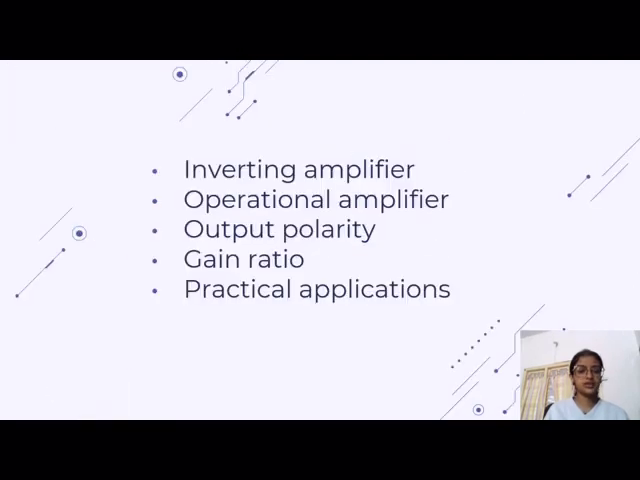Inverting amplifiers. An inverting amplifier is a type of operational amplifier circuit where the output signal is of the opposite polarity of the input signal. This means that if the input signal is positive, the output signal will be negative and vice versa. The gain of an inverting amplifier is determined by the ratio of the feedback resistor to the input resistor.